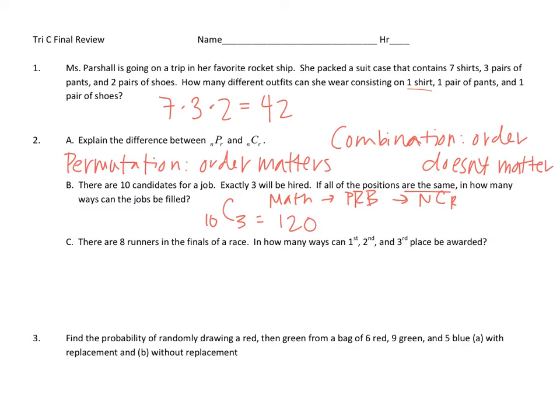There are 8 runners in the finals of a race. In how many ways can first, second, and third place be awarded? So now this one, order matters. This is an nPr problem. So 8P3. 8, P, 3. All right. 336. So there are 336 different ways the runners can finish.